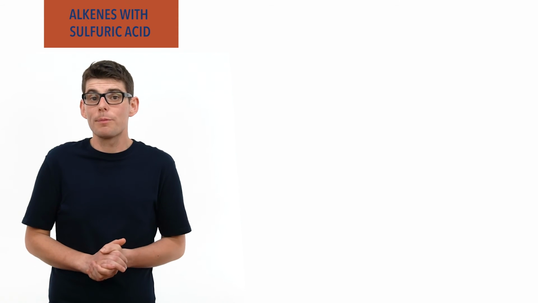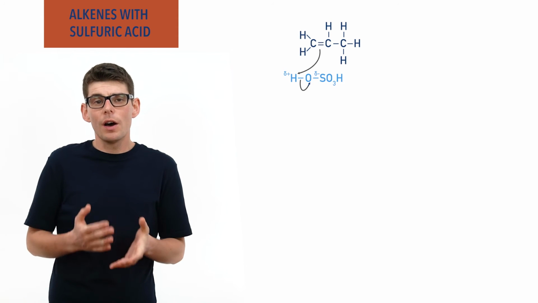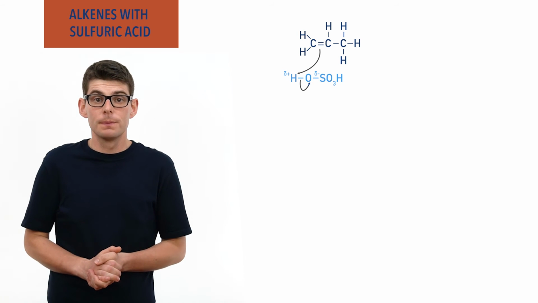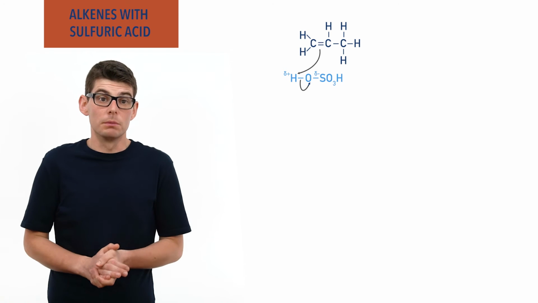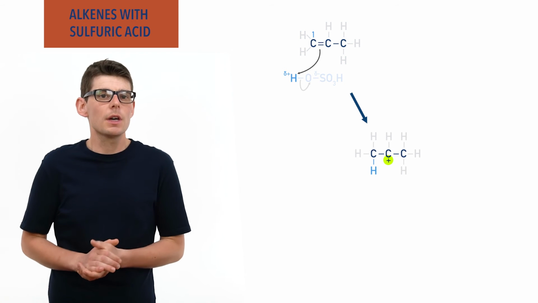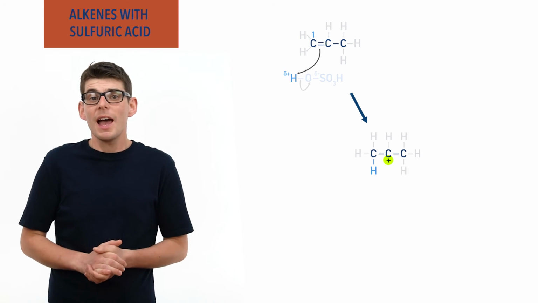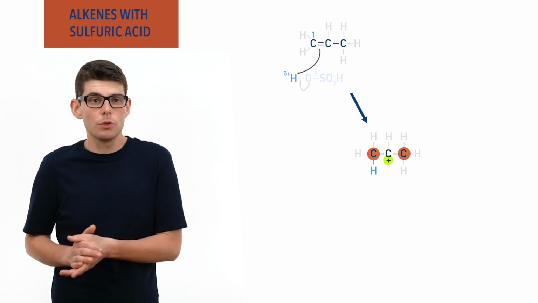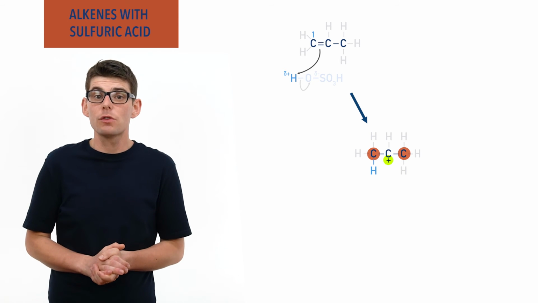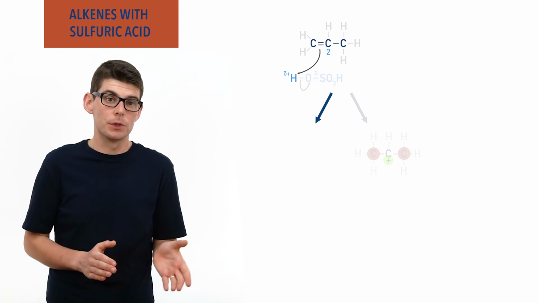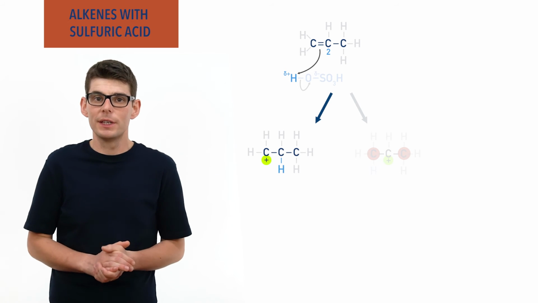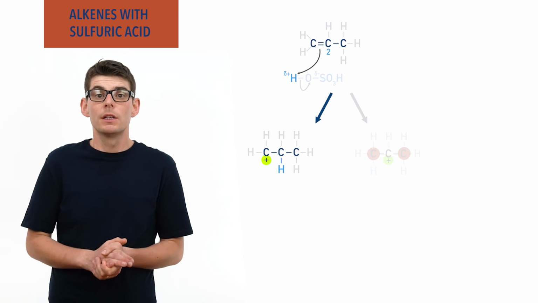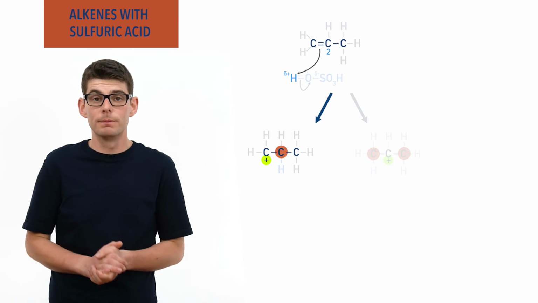For example, with propene and sulfuric acid, the hydrogen from the acid molecule can bond to either of the carbons from the double bond. If it bonds to the first carbon, carbon 1 here, a secondary carbocation intermediate will form, and the positively charged carbon atom is bonded to 2 other carbon atom groups. If, however, the hydrogen bonded to the second carbon, carbon 2, a primary carbocation intermediate will form, and the positively charged carbon atom ends up bonded to only one other carbon atom.